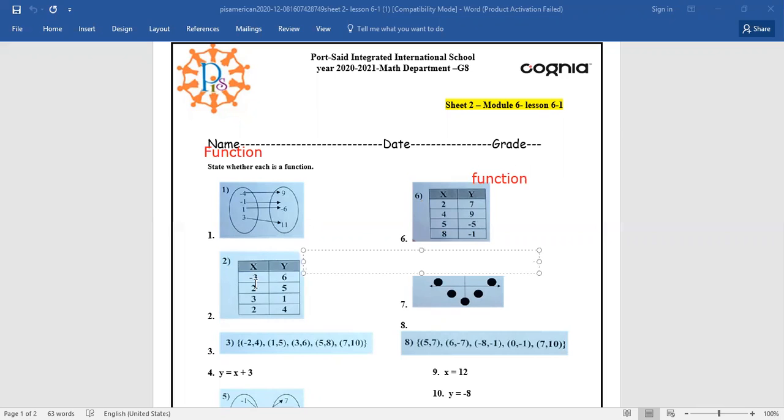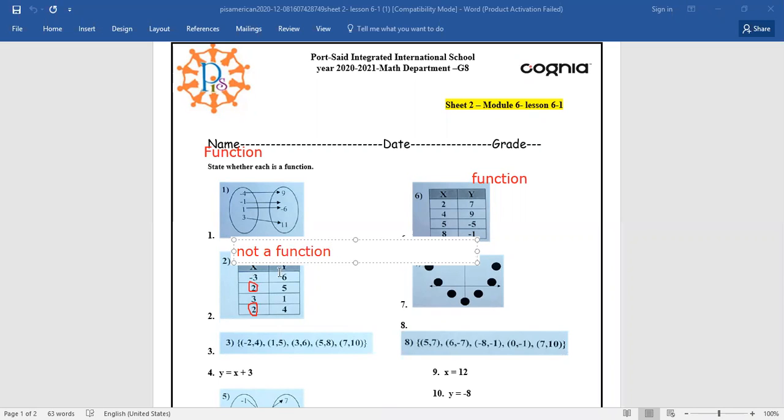In question number 2, look at the value of the domain: -3, 2, 3, 2. What do you notice? I notice that I have 2, and then I have another 2. For this reason, we can say that this one is not a function.